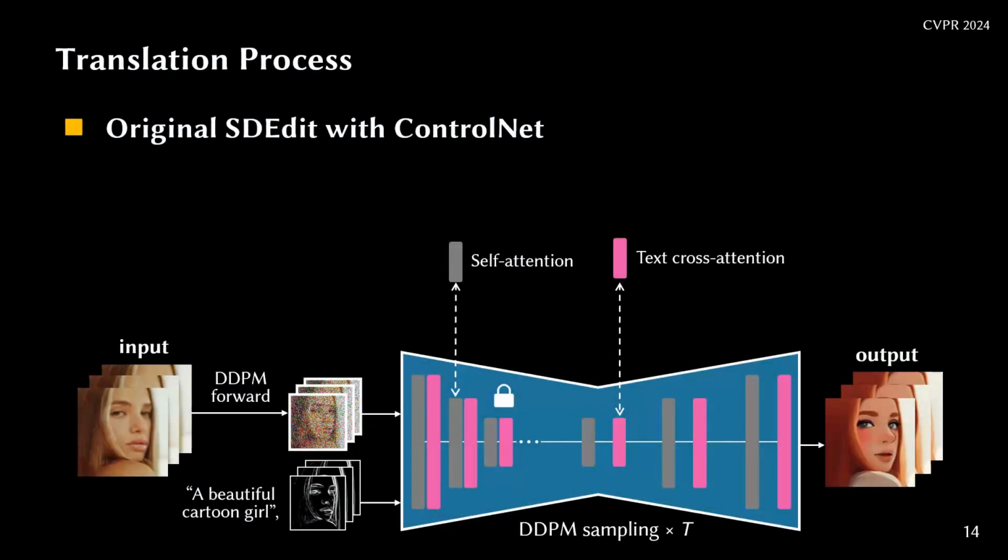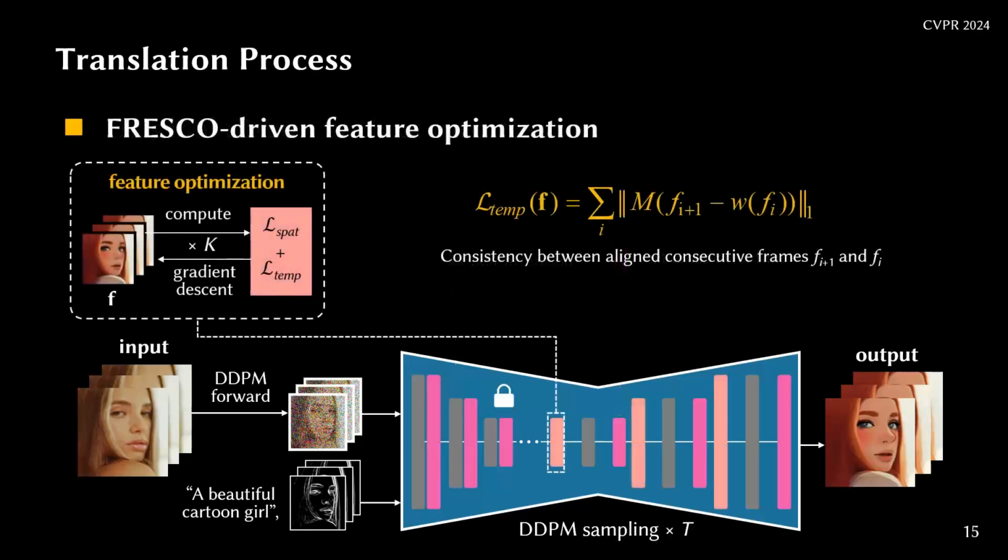Specifically, we follow SDEdit and ControlNet as the image-to-image translation pipeline and adapt the pipeline to video translation in two ways. First, in each layer of the UNet decoder, we propose to directly optimize the feature to improve temporal and spatial consistency with two loss functions.